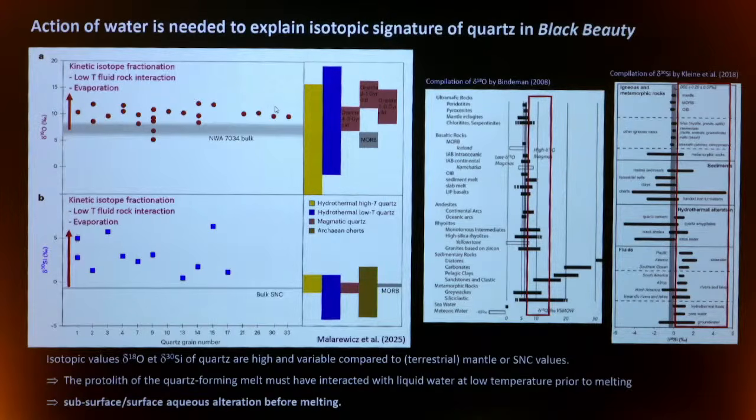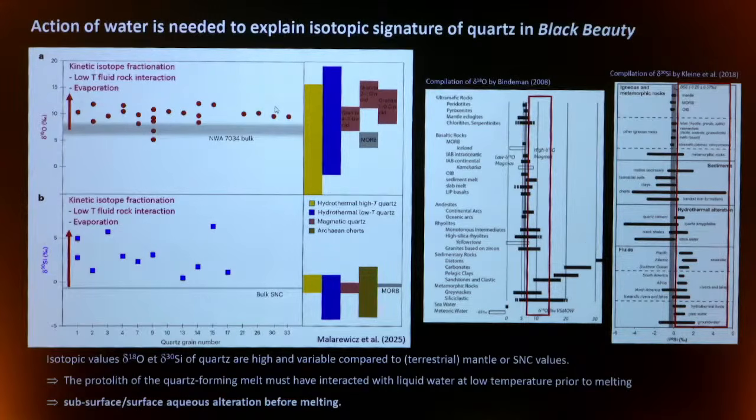And if you want to go to values, as we observed in the quartz in the Black Beauty meteorites, which are pretty high value, up to 10 per mil, you really need to consider that this quartz derives from the melting of rocks, like sedimentary rocks, or rocks or minerals that were in contact with liquid water.